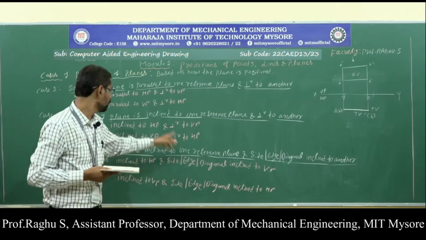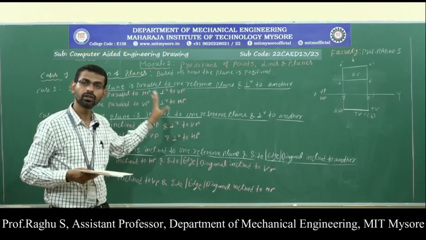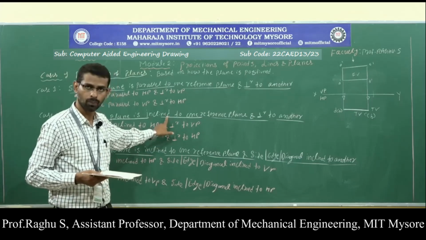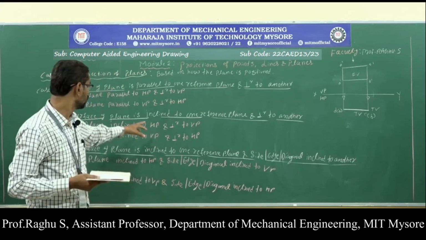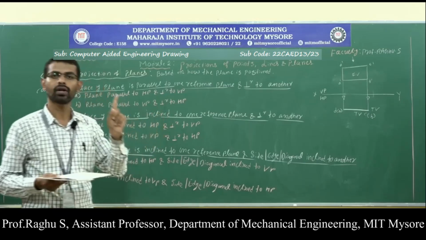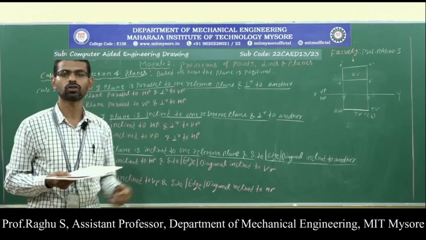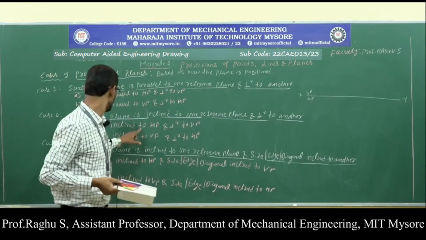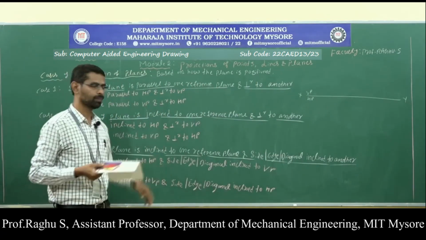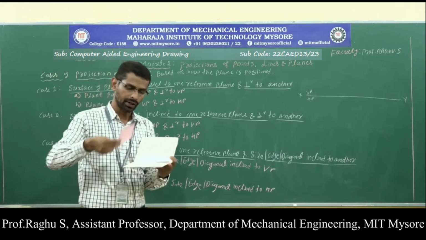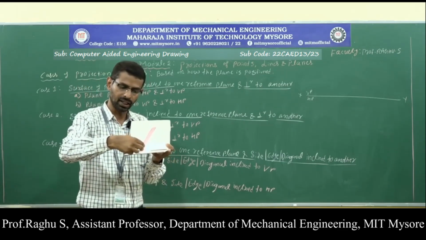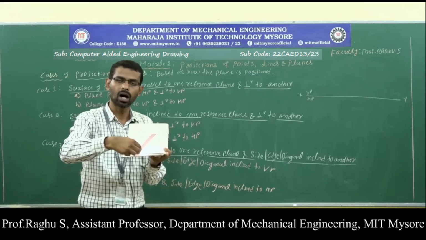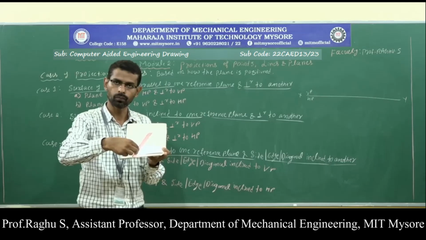For this case, we will get the solution in two stages. That's why it is called a two-stage problem. The first stage is called the resting position and the second stage is called the inclined position. Now, the solution for the second case: plane inclined to HP and perpendicular to VP. I have already shown the position. In this position, I am not able to write the top view and front view.